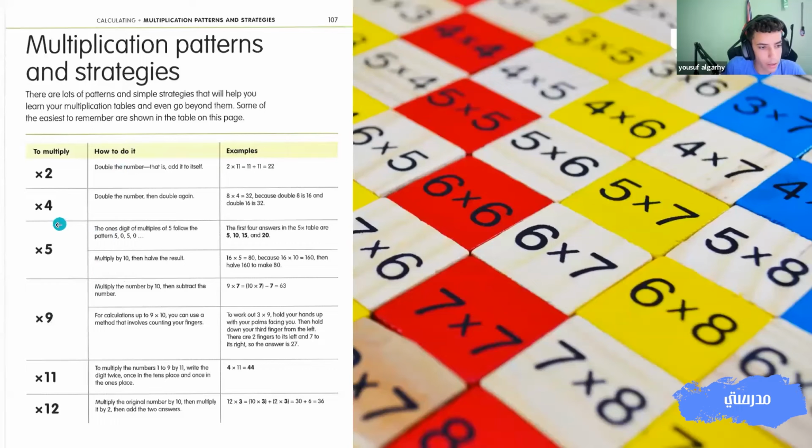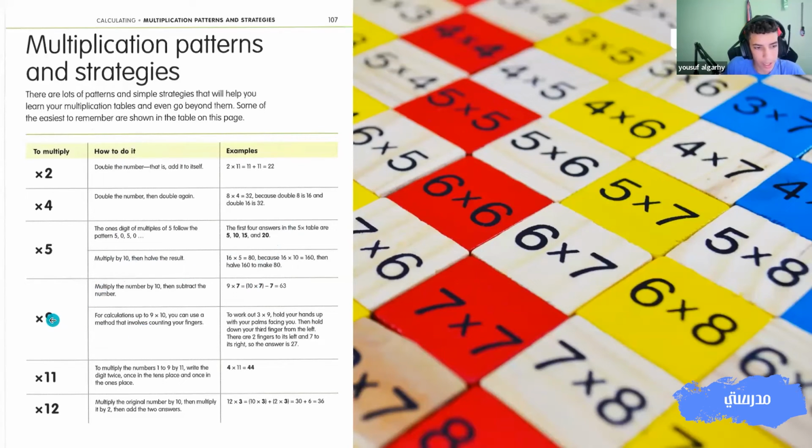And to find the answer, you can multiply the number by 10 and then cut it in half, you know? So like, let's say you had 30, half of 30 is 15, okay? So you just cut it in half, okay? So let's move on to 9.